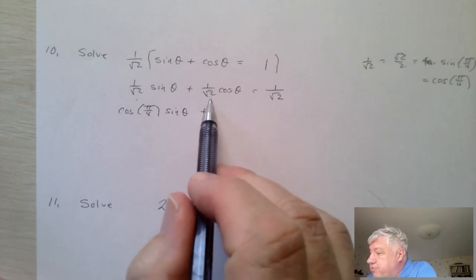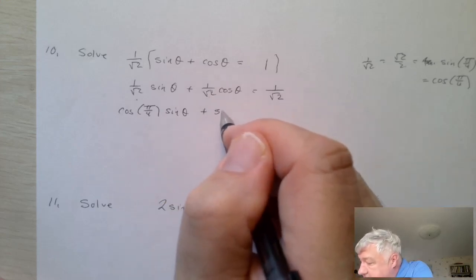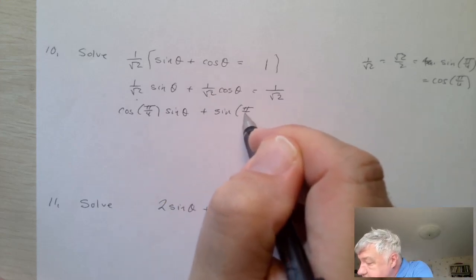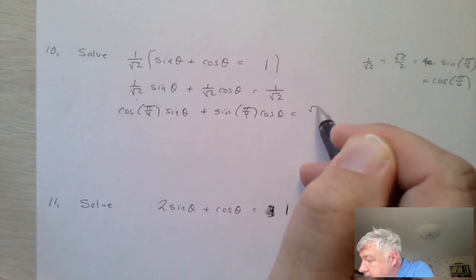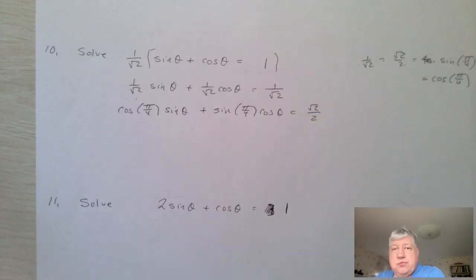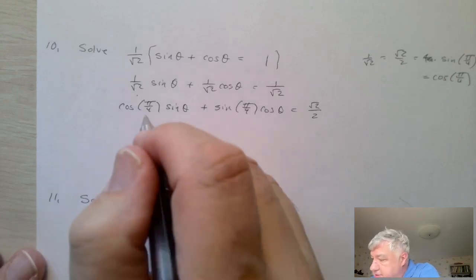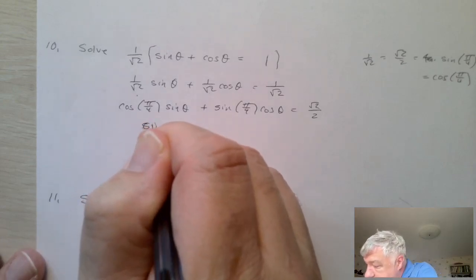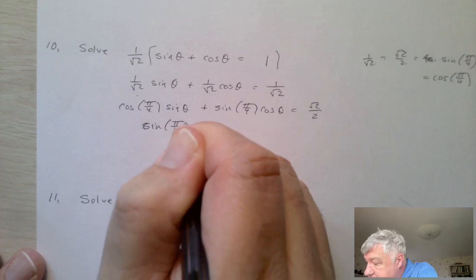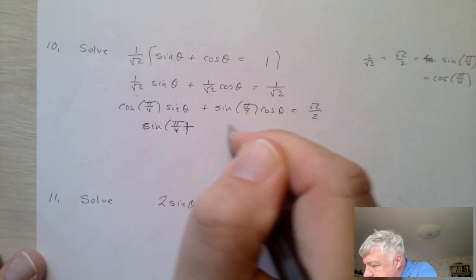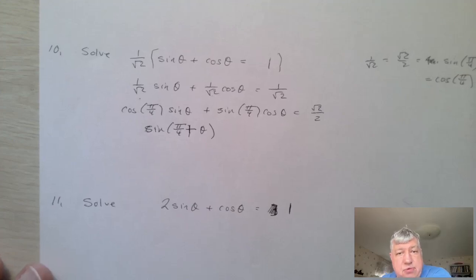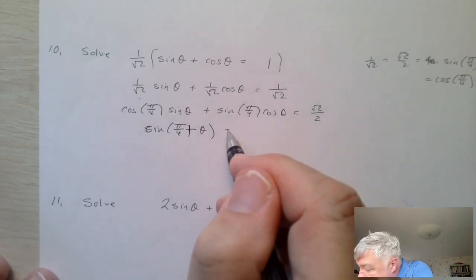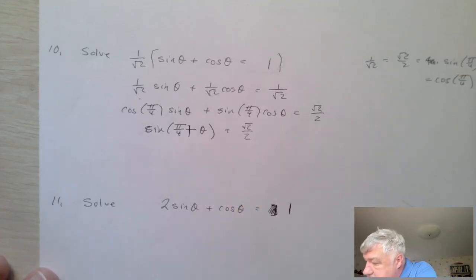And this time we'll treat this as the sine of pi over 4. And maybe I'll just rationalize this one just once. And so this is actually going to be the sine of pi over 4 plus theta, using the trig formula.